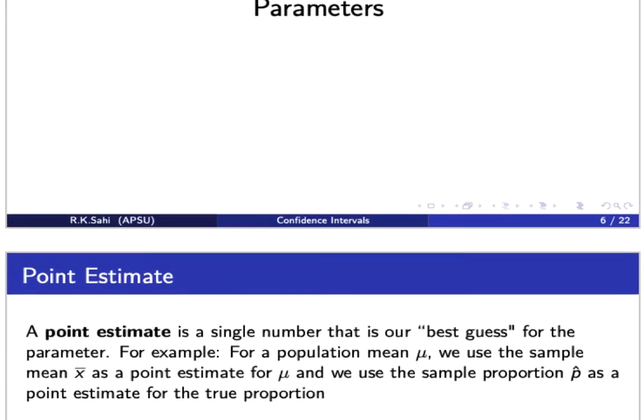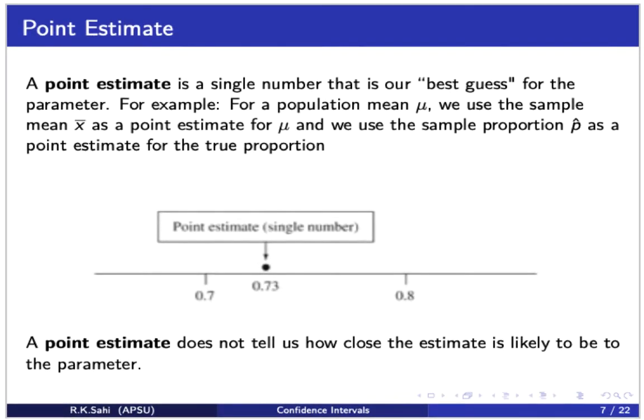The first concept is called the point estimate. A point estimate is a single number, which is a best guess for the parameter. For example, for a population mean we will use the sample mean as a point estimate, and a sample proportion given by p hat as a point estimate for the true proportion. So what the point means, as the name suggests, is one number which estimates the whole parameter.